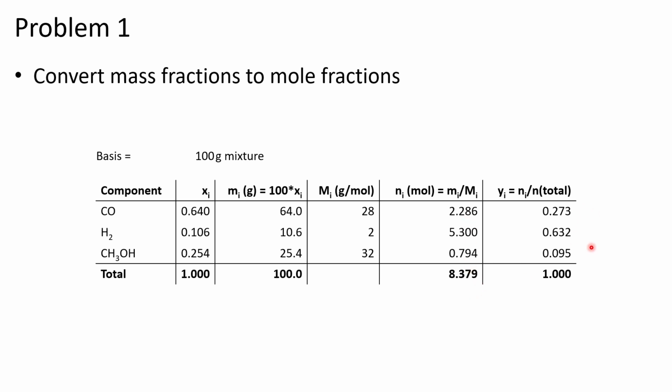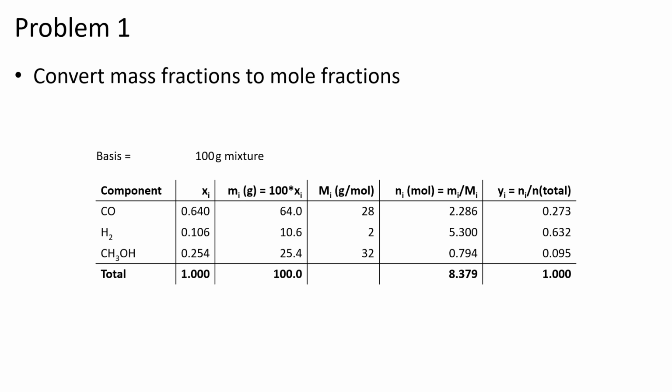The mole fraction is just given by taking the moles of each. So for instance, for CO, 2.286 divided by 8.379, which yields 0.273. We do the same thing for hydrogen and methanol. Take the moles, for instance, 5.3 for hydrogen divided by 8.379 to get the mole fraction. And do the same thing for methanol. We get the values you see here. A real easy way to check our work is just to sum these up. They should add up to 1. And fortunately, they do.